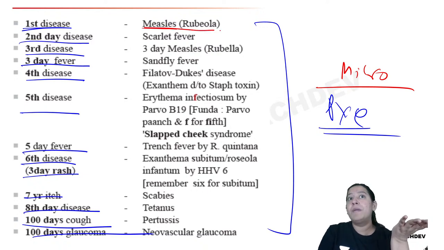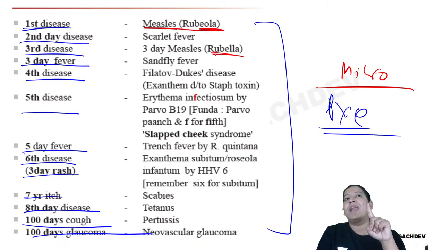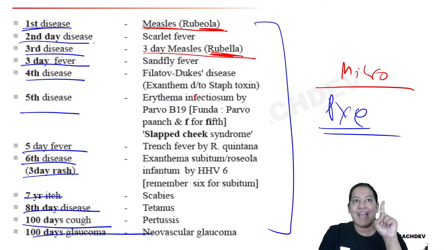सो फर्स्ट डिजीज इज मीजल्स. वी ऑल नो ना रूबियोला. इट इज नॉट रूबेला. रूबेला थर्ड है. रूबेला आपका थर्ड आएगा. यहाँ पे मीजल्स रूबियोला आएगा. थर्ड डिजीज इज रूबेला. सेकेंड डिजीज इज स्कारलेट फीवर. थ्री डे फीवर इज स्कारलेट. तो ये थर्ड पे दो है. थर्ड डिजीज अलग है, थ्री डे फीवर अलग है.